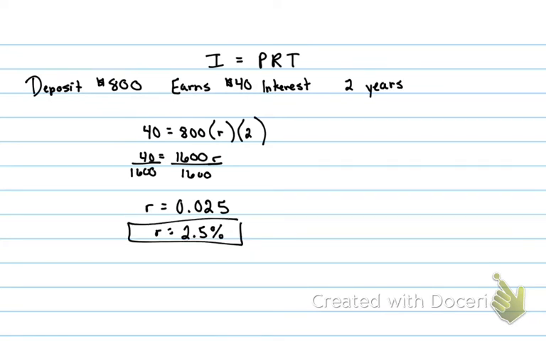All right, how'd you guys do on that? So we solved for interest. We solved for our final balance. We solved for rate. The last thing we're going to do is we're going to solve for time. I equals PRT. Okay, now we're going to solve for time.